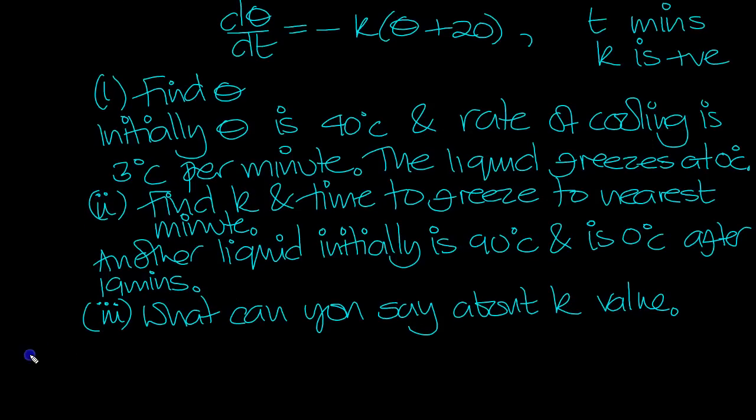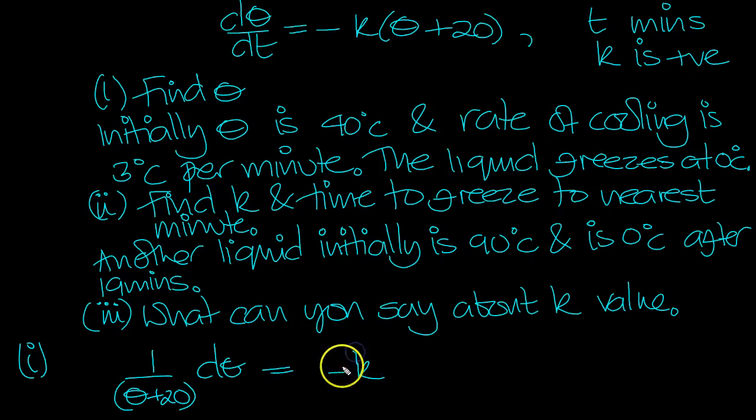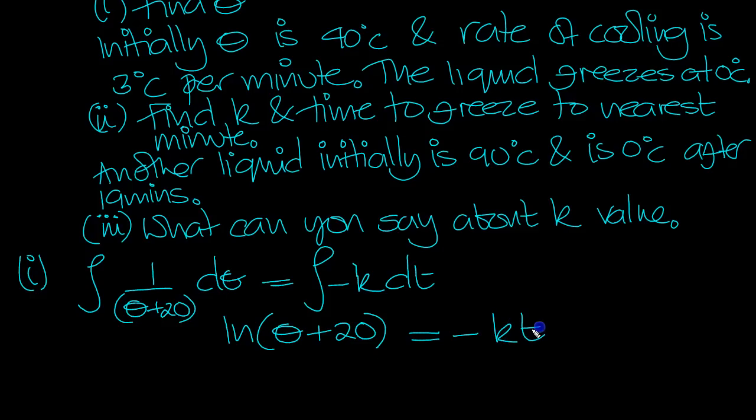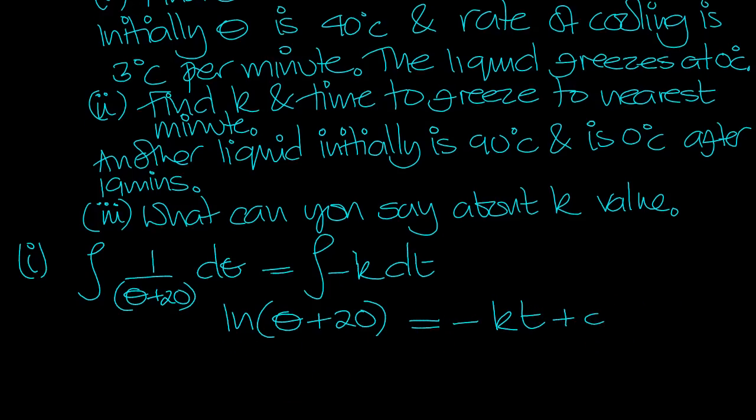Find theta. So part 1, separating the variables and integrating then. So move the theta plus 20 underneath on the other side to be with the d theta, which is here. Leave the k as is, and then move the dt up to be with it. Separate the variables and integrating then. That will be a logarithm, won't it? So we've got ln of the theta plus 20, that's the integral there, is equal to minus kt, plus a constant of integration lowercase c.